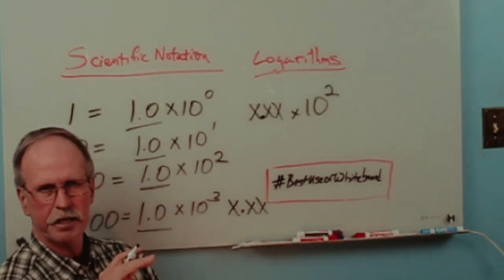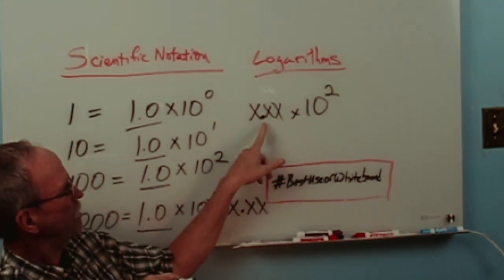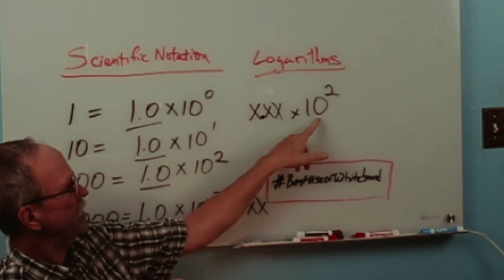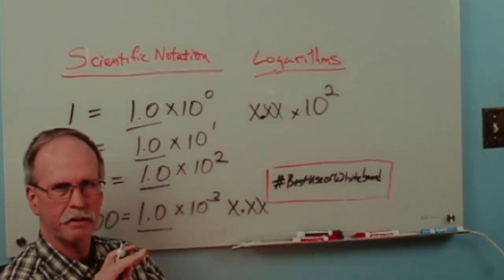Now, when we write something in scientific notation, we'll write it in the form of something like this: x.xx times 10 to the power of 2, say. Well, we can express that a little differently.